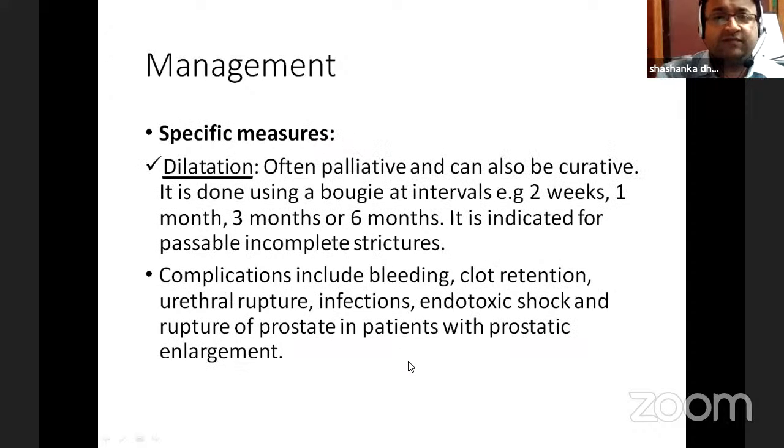Specific measures. So dilatation in the past used to be a common procedure. It is less commonly done now. It's a palliative method in which a bougie is passed at intervals of 2 weeks or 1 month, and then at 3 and 6 months. It is indicated for possible incomplete strictures.